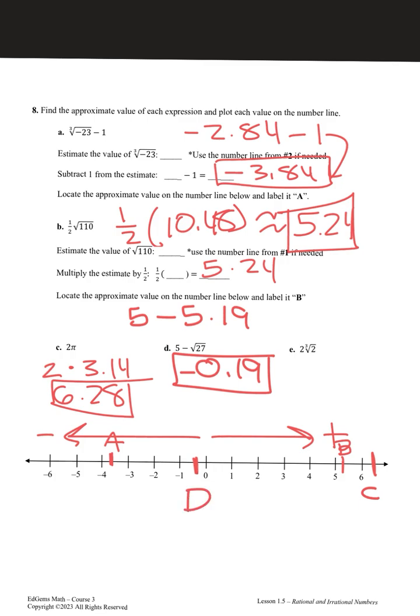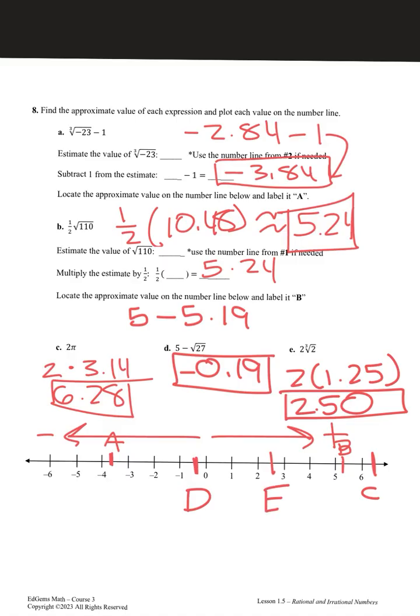All right, and then let's see. E says, the way you read this is it's 2 times the cube root of 2. So let's go ahead and set this up. It's going to be 2 times the cube root of 2, which is 1.25. And then 2 times 1.25 is 2.50. All right. And when we get that, go ahead and plot that on a number line. So starting off at 0, we're going to go 1, 2 to the right, and then 2.5 is right in between 2 and 3. So this is E.